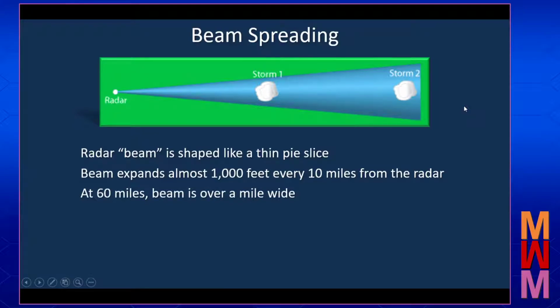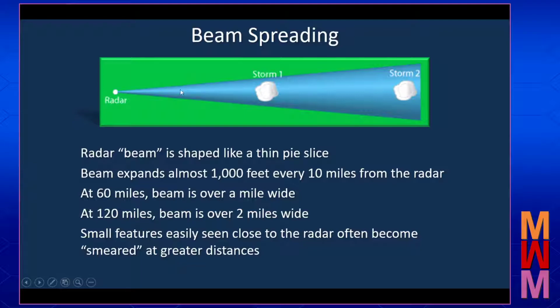So at 60 miles, the beam is over a mile wide, and at 120 miles, the beam is over 2 miles wide. And this has some important implications when we're looking at thunderstorms. Basically, the closer a storm is to the radar, the higher resolution look the meteorologists are going to get at that storm. At close range, the meteorologists will be able to see very small scale signatures and features associated with a storm. But at a long distance away, some of those smaller features may just get smeared out by the fact that the radar beam is so wide.